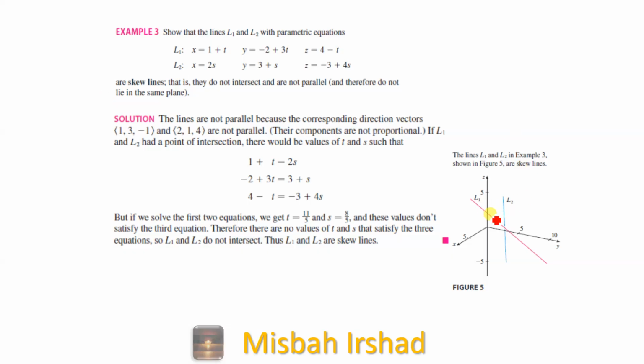This is how the lines look in space. If the lines are skew, it means they do not lie in the same plane, right? If they lie in the same plane and are not parallel, they will intersect. But if they lie in different planes, then they do not intersect and they are not parallel either. That might happen.